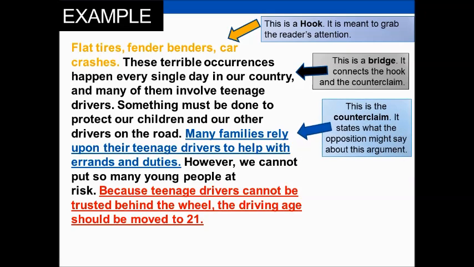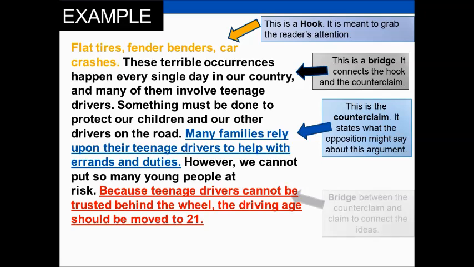Next, we have our counterclaim. Many families rely upon their teenage drivers to help with errands and duties. If you'll recall, we wrote this counterclaim together when we completed our counterclaim worksheet. This is our opposition to our argument.